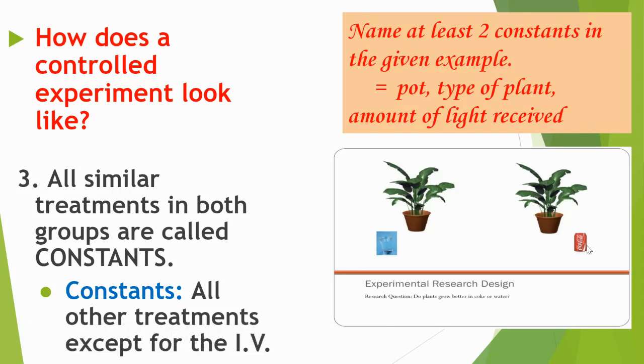All right, let's look at this slide. Let's start with the question, so at least you can think, as we discussed. Name at least two constants in the given example. So this is now the fourth term that you need to learn. Constants. Okay? So how does a controlled experiment look like again? Third concept. All similar treatments in both groups are called constants. So again, treatments are also the material. So everything that's the same in this group and this group are called constants. Okay, so everything will be the same except for that one thing. That one thing is called the IV or independent variable. So let's list down a few of the constants. You can have the pot, you can have the type of plant, the amount of light received. Those are three examples of constants.